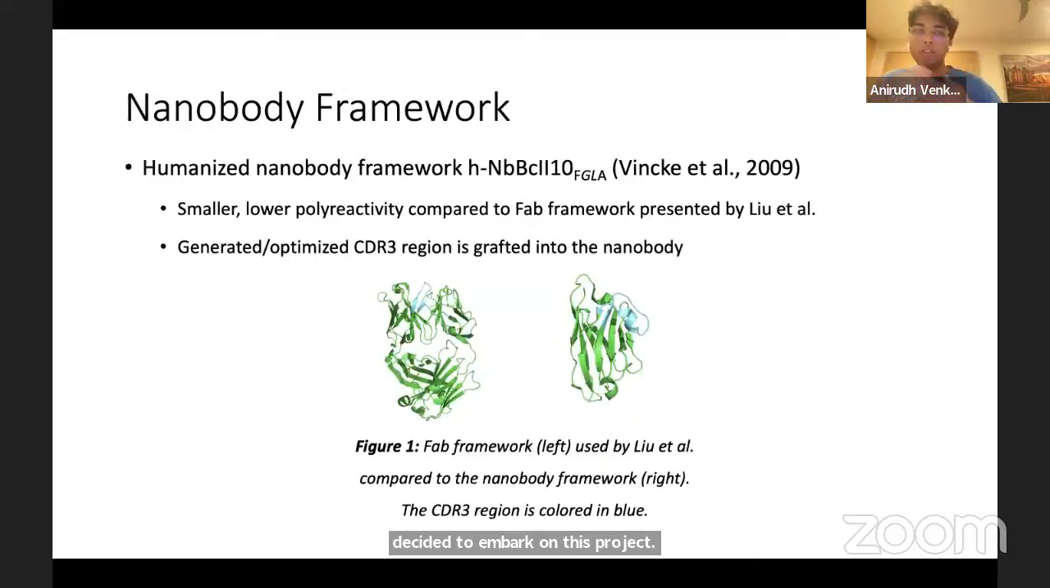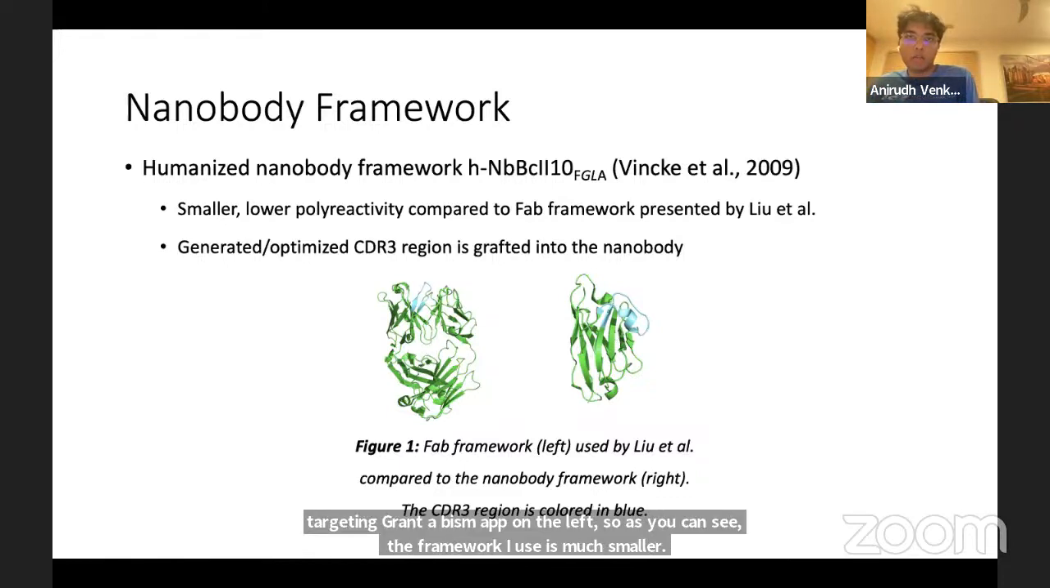So going into a visualization of it, the framework that I used was a humanized nanobody framework. As you can see, this is the framework on the right, and this is the framework that Liu et al. used for targeting ranibizumab on the left. The framework I use is much smaller and also has a lower polyreactivity.